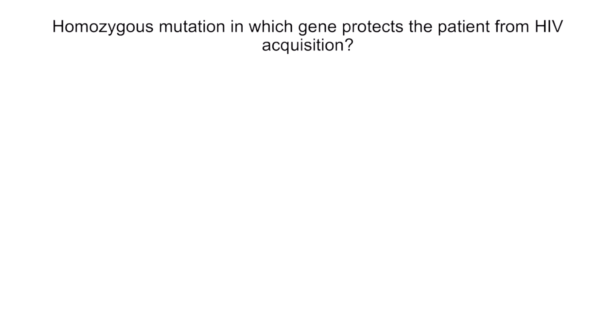Homozygous mutation in which gene protects the patient from HIV acquisition? Well, as we explained on one of the previous slides, a homozygous mutation in CCR5 will actually protect the patient from HIV acquisition. The HIV never gets inside the cell.